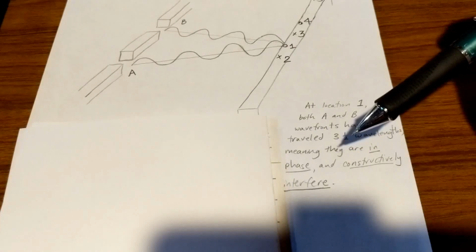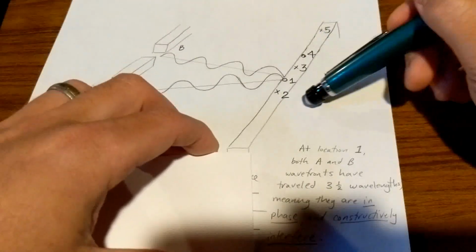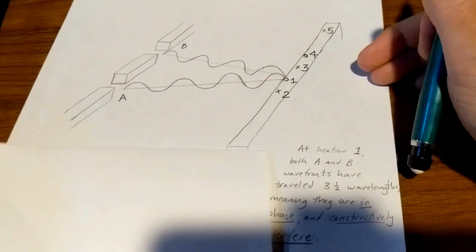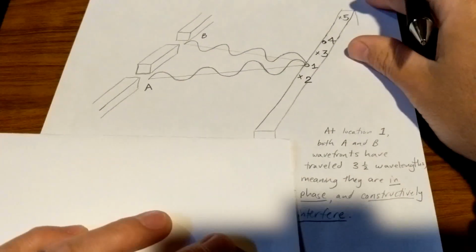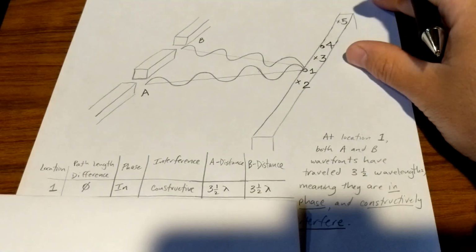If we look at the details surrounding that point for points 2 through 5, a different story emerges, and I'll go step by step here. So this is a summary of what happens and why at each of the locations.